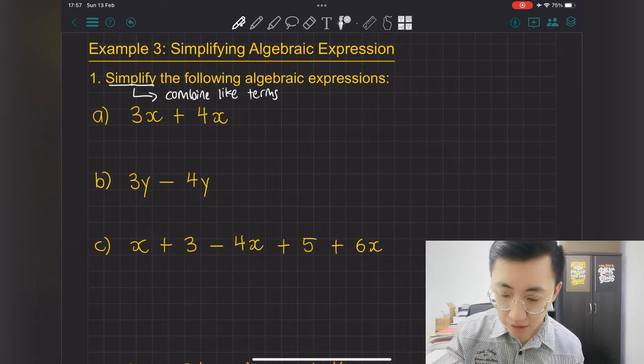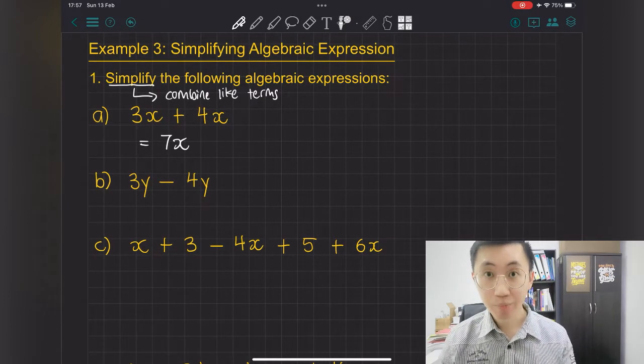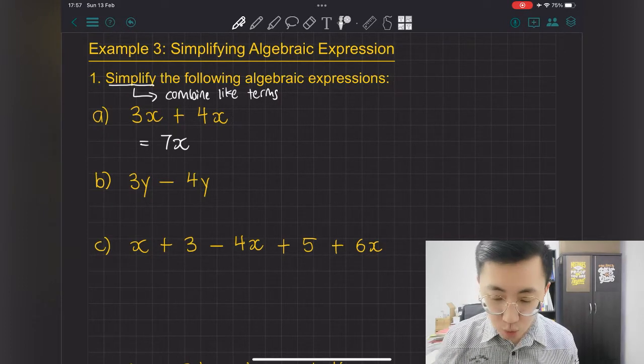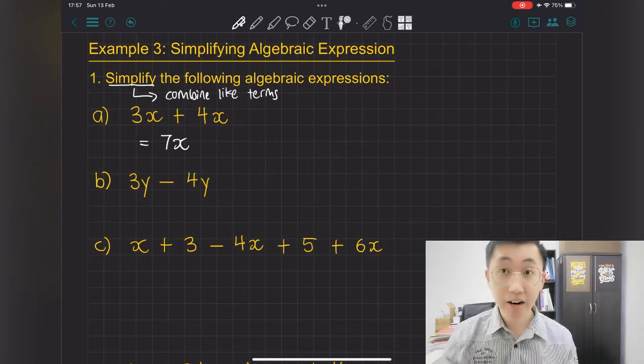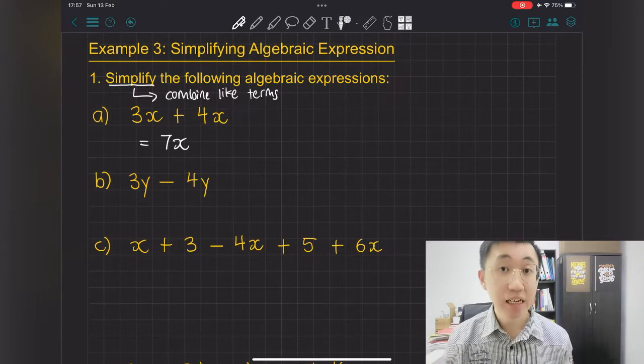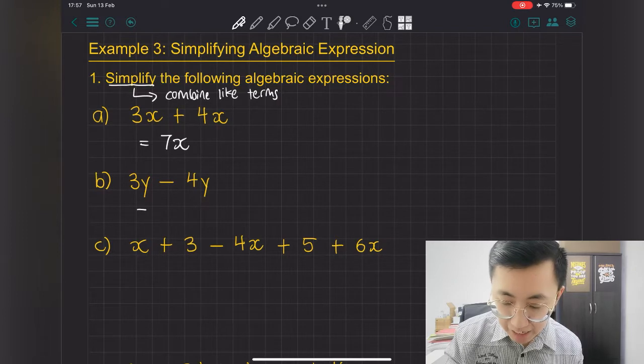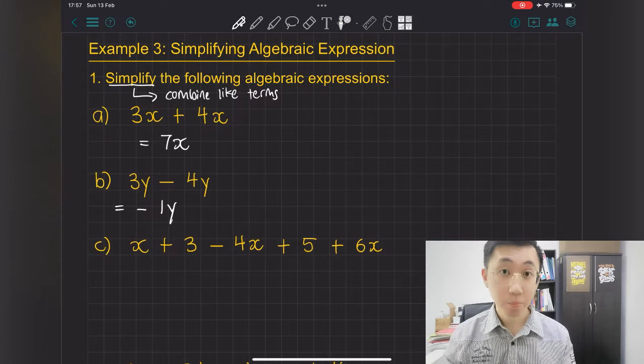Okay, so what you will get is 7x. That is the answer for A. Slowly I will show you more examples. Let's look at B, 3y minus 4y. They are like terms again, same family, combine them. So 3 minus 4 will get you minus 1y. That is the answer for B.